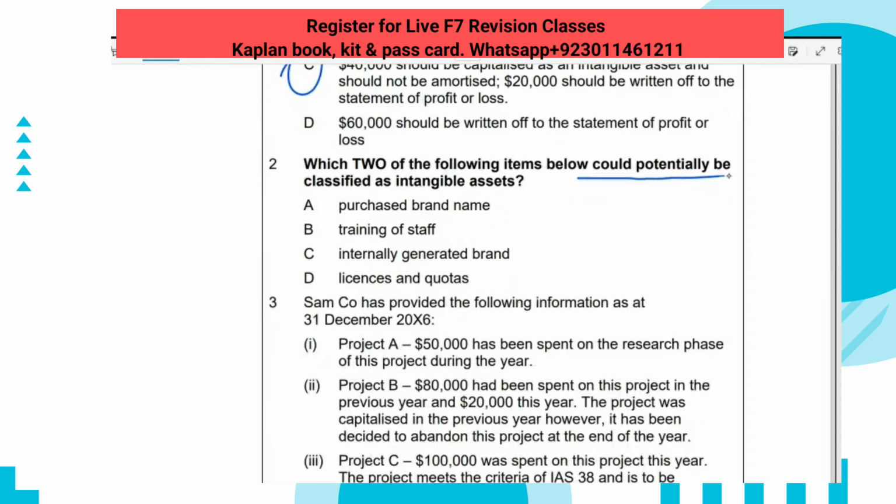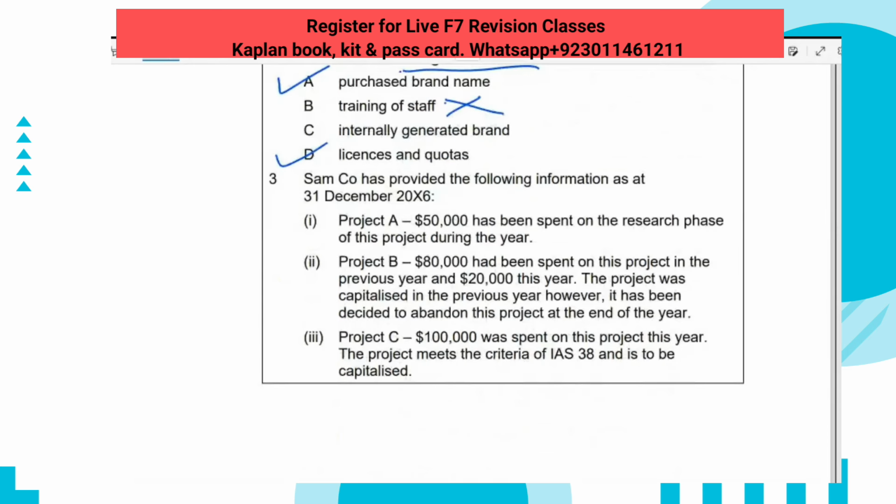Now number 2, which two of the following items below could potentially be classified as intangible assets? Which two are intangible assets? Purchased brand, training staff. Training staff, always remember, is never allowed. Internally generated brand, license and quotas. So which two of the items could potentially be classified as intangible assets? Purchased brand, internally generated brand and license quota. So these two will be applicable under this category for this rule.